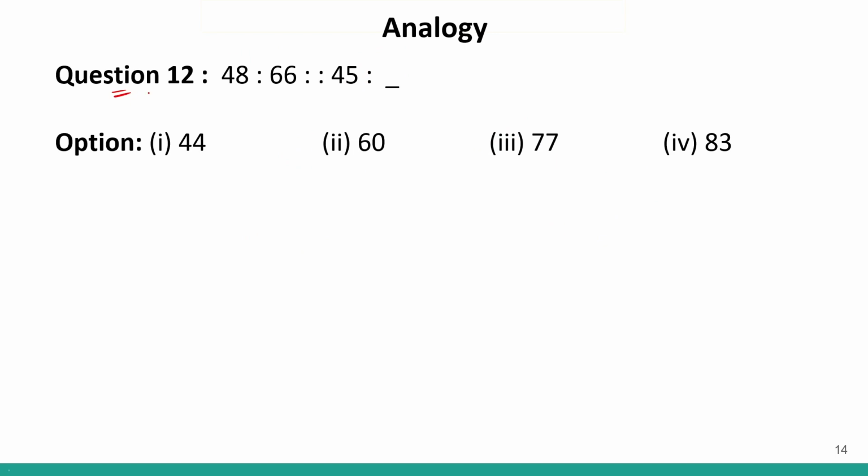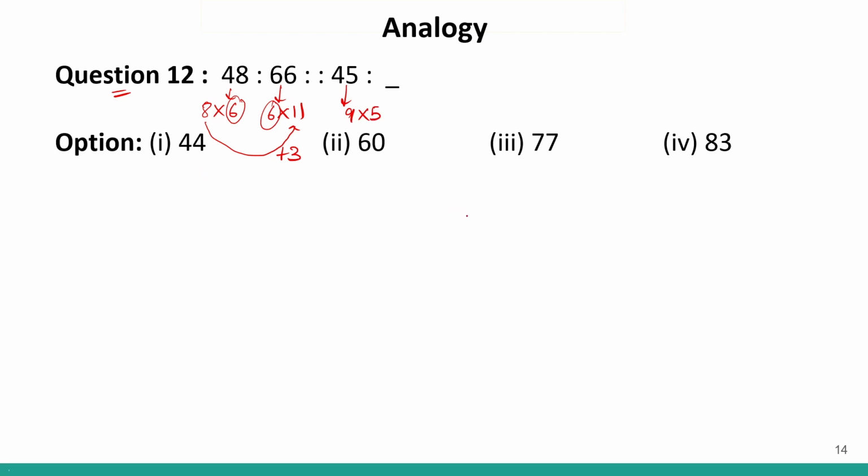Now, question 12, we have 48 and 68 and 45 and we have to find the next number. Correct? We have to find the next number. Now, 48 can be written as 8 into 6 and this can be written as 6 into 11. Correct? Now, they have one common number, that is 6, and from 8 to 11 we are moving 3 positions forward. Correct? 45 can be written as 9 into 5.